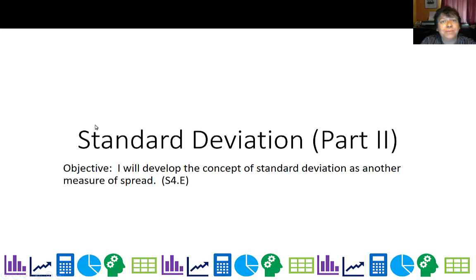Although you might think this lesson's a little sadistic, because we're going to be doing standard deviation for frequency tables. And first, let's take a quick look at weighted averages.